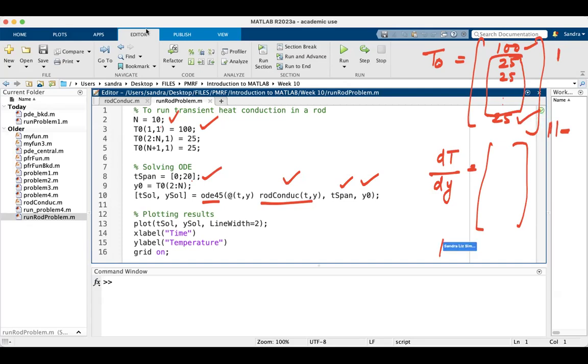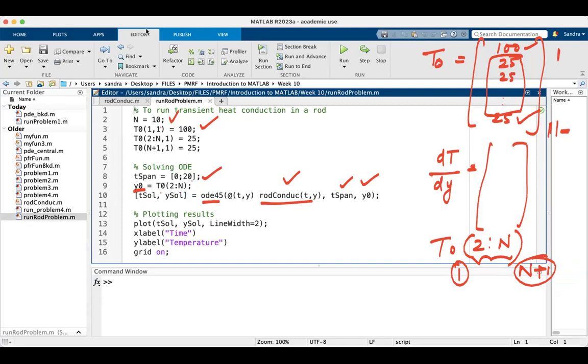And my y0, the initial value: I need not solve for the first and last entries, it's already given to me, so I only have to solve for this part. That is T0, it will be basically 2 to n. I don't have to worry about 1 and n+1 because that has been already solved. So I only solve for 2 to n. That is my initial value y0, T0's 2 to n. Is this clear?